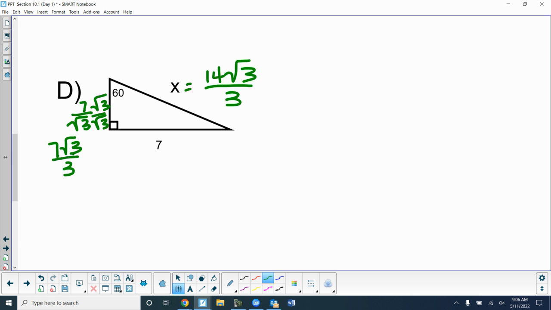Okay? So whenever you double a fraction, you're just doubling that numerator. If there's a radical in it, you don't mess with the radical, just the number out front.